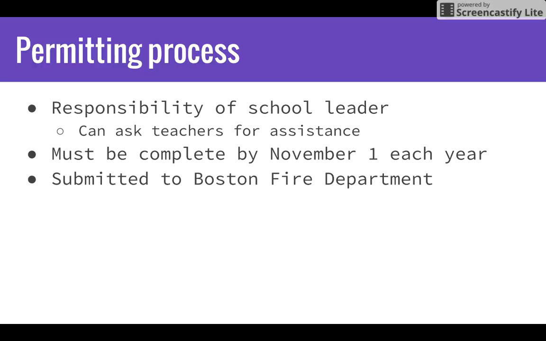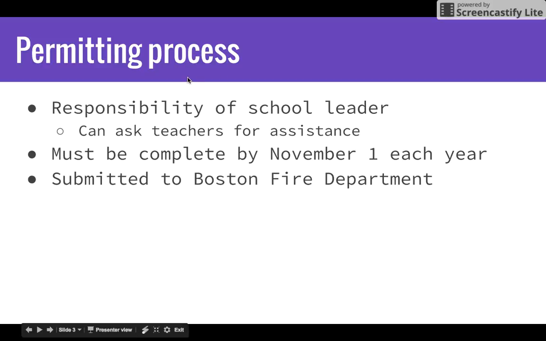And the reason the Boston Fire Department cares so much about what chemicals we have is because if there ever were an emergency and they are entering the building, it is important for them to know what they're walking into, what potential hazards could be present in the building to ensure their own safety, and also to ensure the safety of everybody in the building, all of the students and teachers and faculty and other support staff.